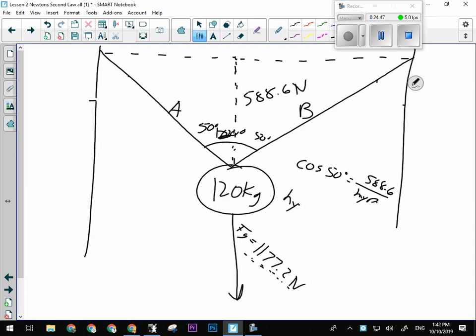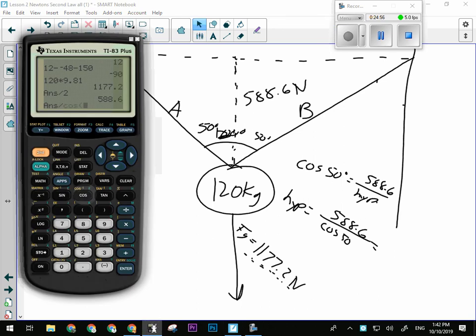So to get the tension, which is the hypotenuse, we'll have 588.6 divided by the cos of 50. All right, so each cable is exerting 9.2 times 10 to the 2 newtons worth of force. Actually, sorry, we have 3 significant digits here, so we could say 916 newtons worth of force at 50 degrees from vertical.